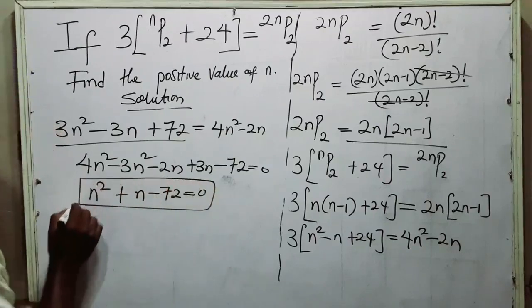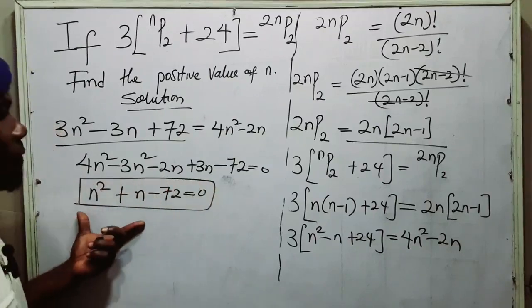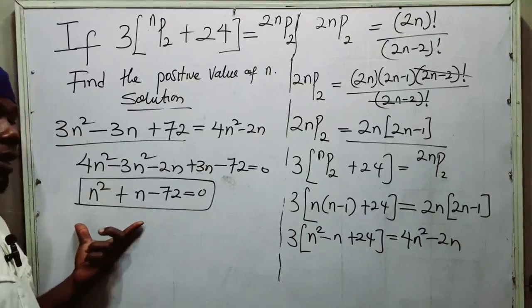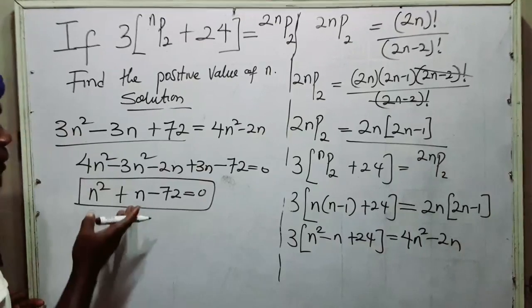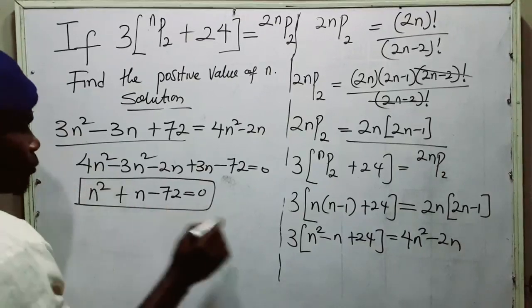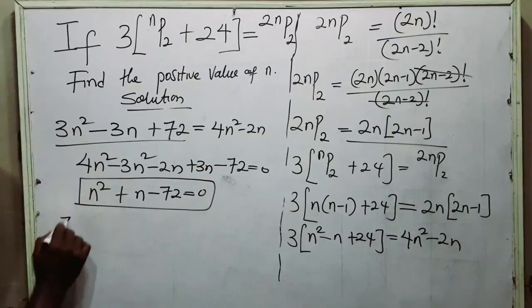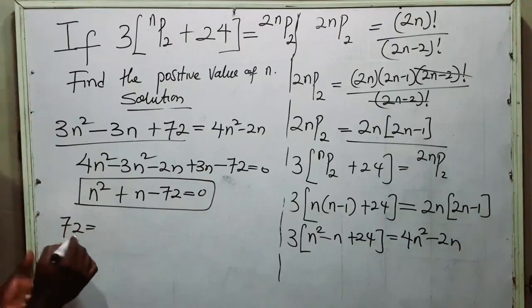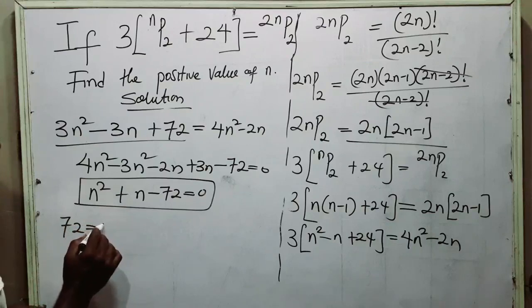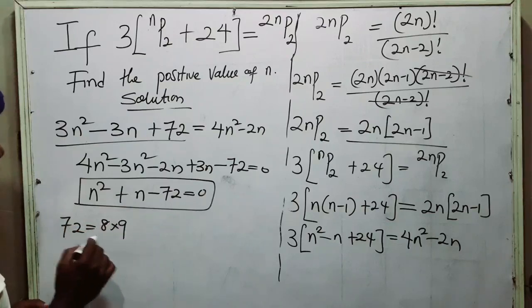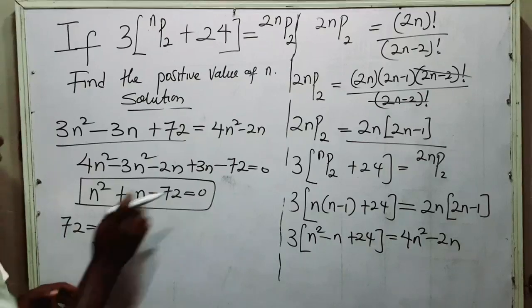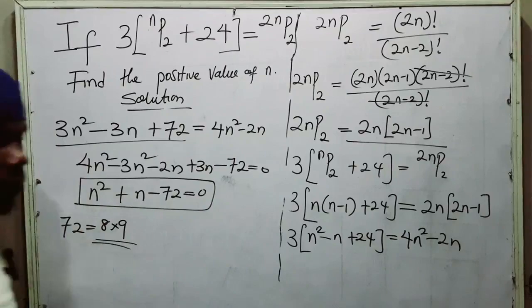So this has also given us another value which we call quadratic equation. So let's try to factorize this. Let's find the two numbers. So let's find the factors of 72. 72 can be 8 times 9. Yes, that is 72. So let's try to use this 8 times 9 to factorize the equation.